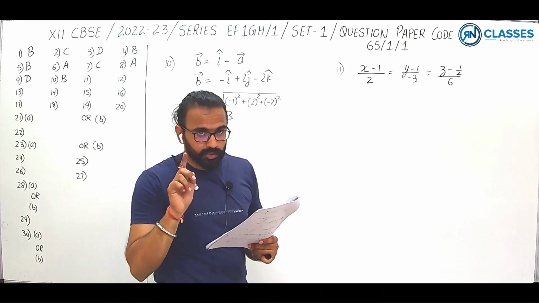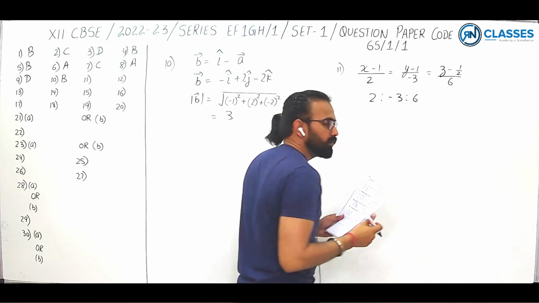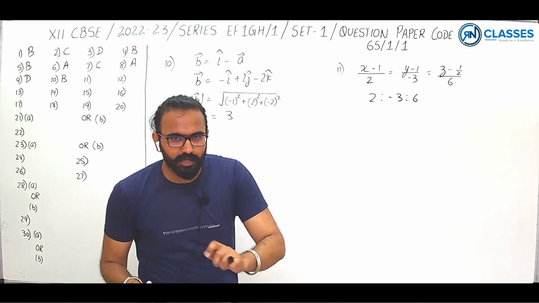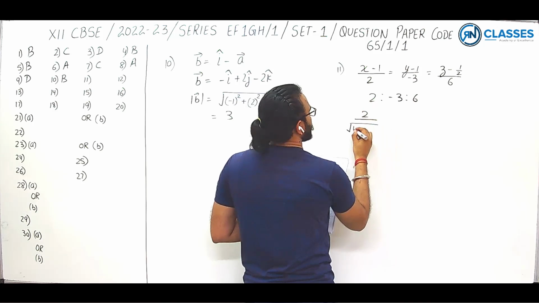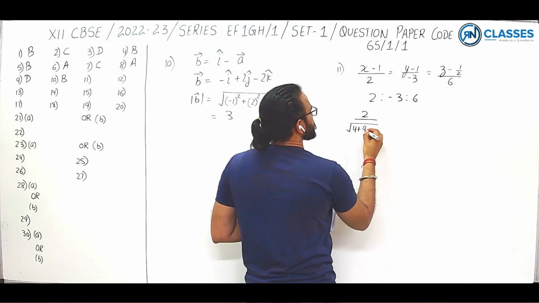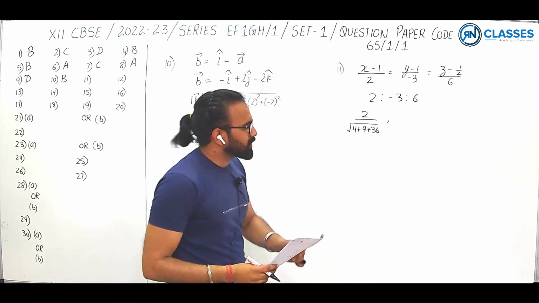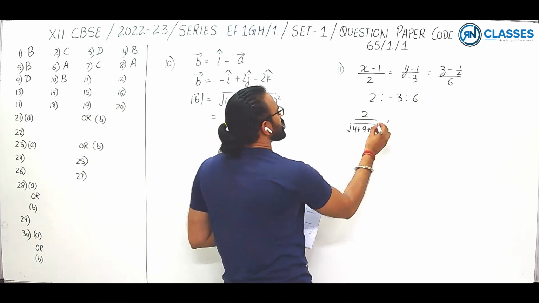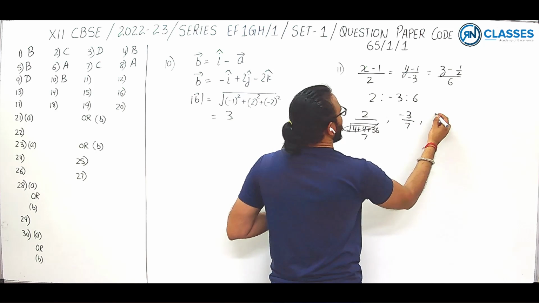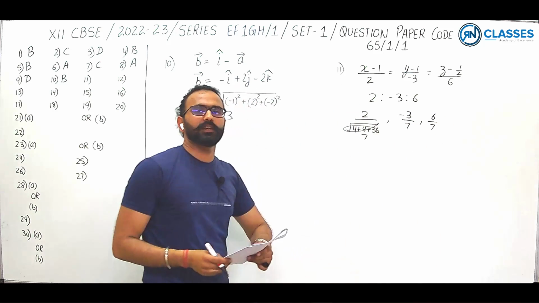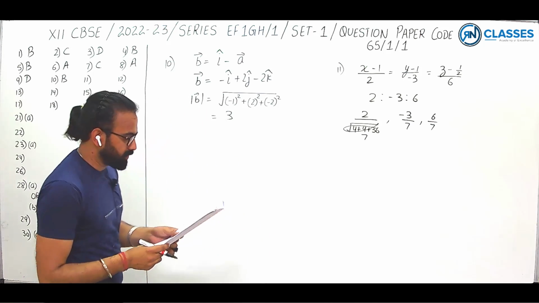Now the direction ratios of this given line are 2, minus 3, 6. From here we can easily write the direction cosines, that is 2 upon the positive square root of 2 square, that is 4, plus (minus 3) square, that is 9, plus 6 square, that is 36. As soon as you evaluate this quantity, this turns out to be 7. Similarly, we will get minus 3 by 7 and 6 by 7. So these are the direction cosines of the given line, which matches with option D.